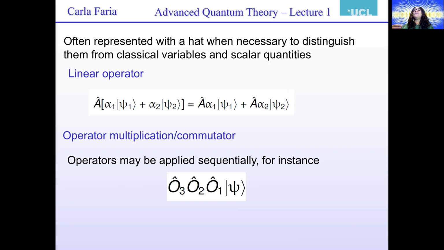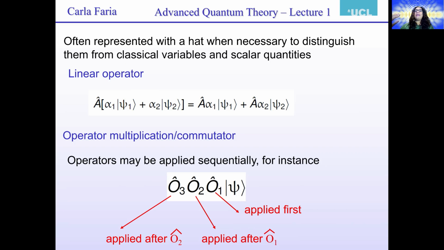With operators, you have to be careful how you apply them, and you can apply them sequentially. For instance, here we have O1, O2, O3 applied to psi. First we apply O1, then we apply O2, and afterwards we apply O3. So you see, depending on how you apply them, you may or may not get the same result.